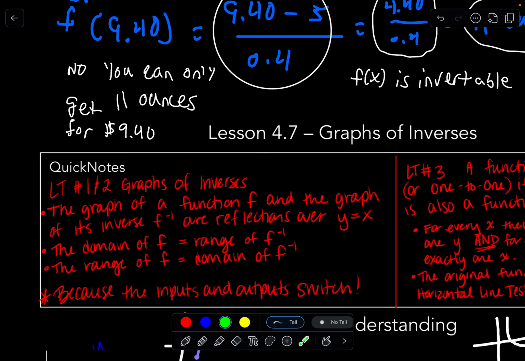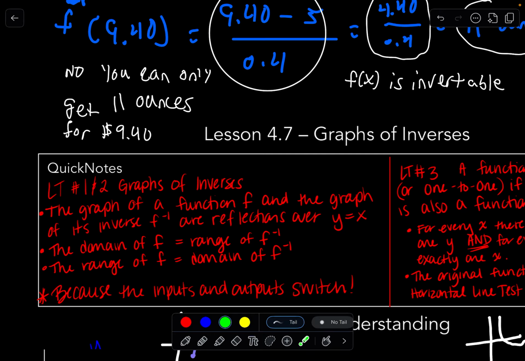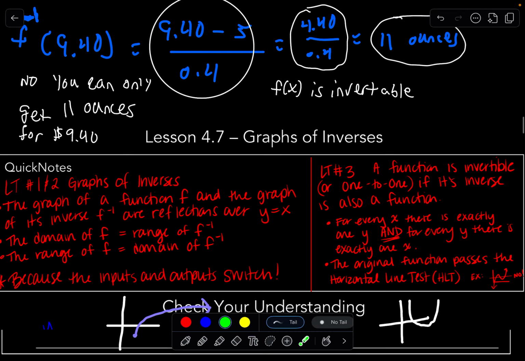Okay. The domain of f equals the range of f inverse. The range of f equals the domain of f inverse. We switched x and y. Okay, that's what all of this comes down to. You switch x and y.